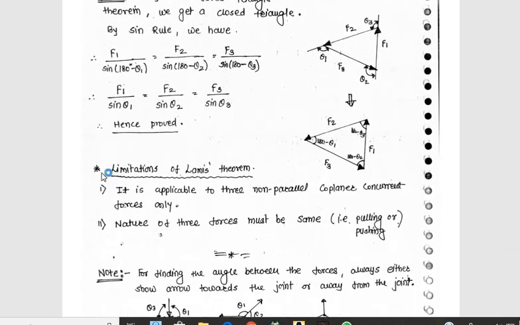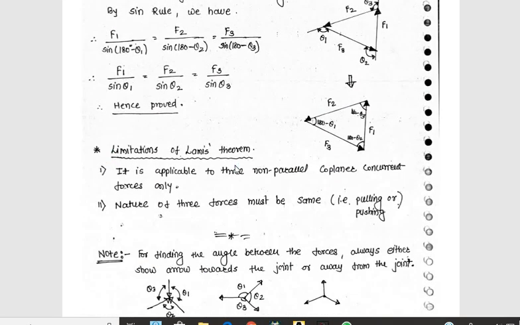Now the limitations of Lami's theorem. It is applicable to three non-parallel coplanar concurrent forces only. There must be three forces that are non-parallel, coplanar and concurrent. If any of the conditions is violated, Lami's theorem will not be applicable. The nature of the three forces must be the same, that is pulling or pushing.